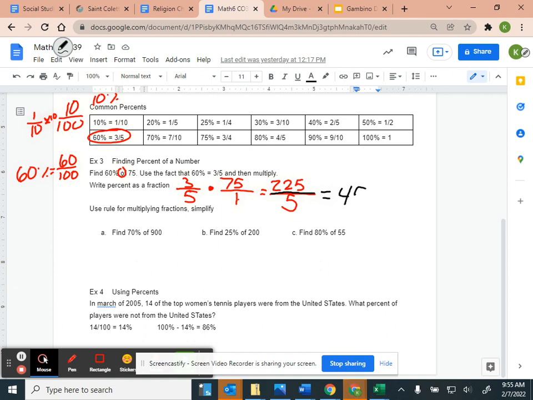So 60% of 75 is 45. 60% of 75 is 45. You can use your calculator to help you with this. But you must know all of the steps. So write down the steps like I did so you know which math to do. You know that it's 225 divided by 5.